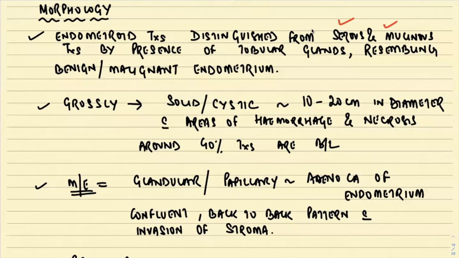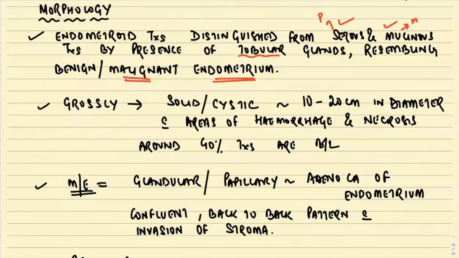Why? Because in endometrioid tumors, you have the same tubular glands resembling the benign or the malignant endometrium. The kind of endometrial glands that we see in endometrial carcinoma, it is very much resembling that. There is no papillae, as in serous tumors, where you have papilla. Over here, you have mucin. Those things are not present.